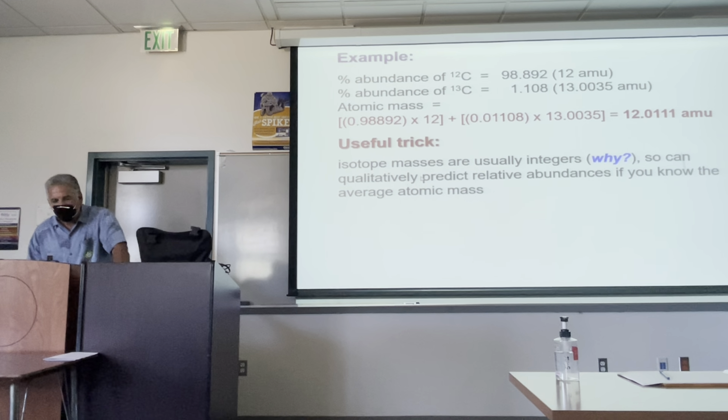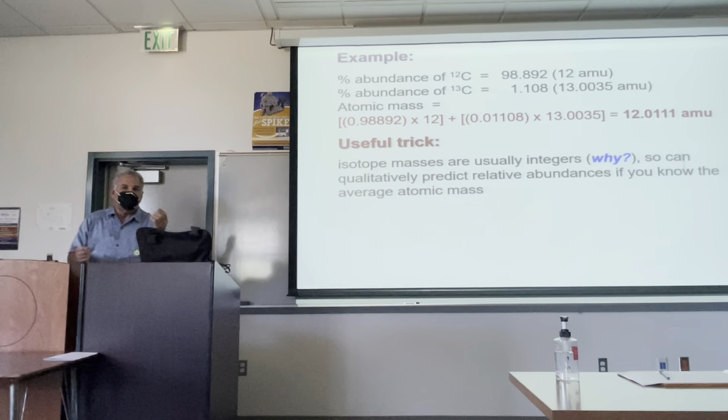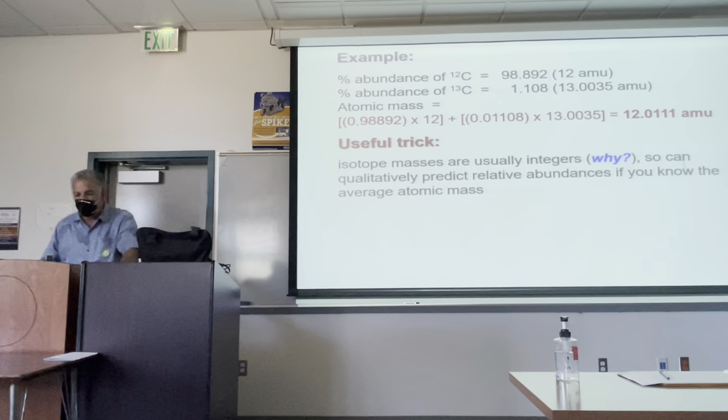Isotope masses are usually integers. Why? Because you have whole numbers being added together. The average mass is usually not, because you have different percentages of whole numbers being added together.